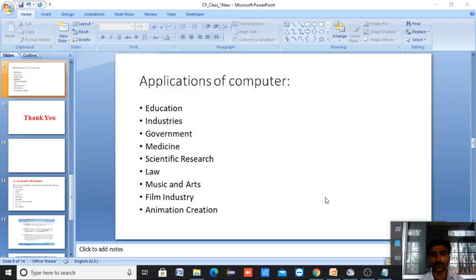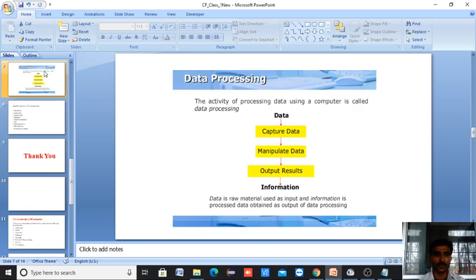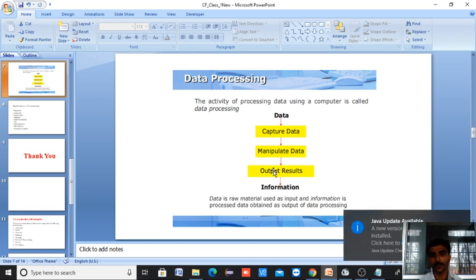In the next class, we are going to discuss what are the features of computers. So data processing consists of three sub-activities, you know already. One is capturing the data, manipulating the data, and managing the output result. These are the three activities done by data processing.